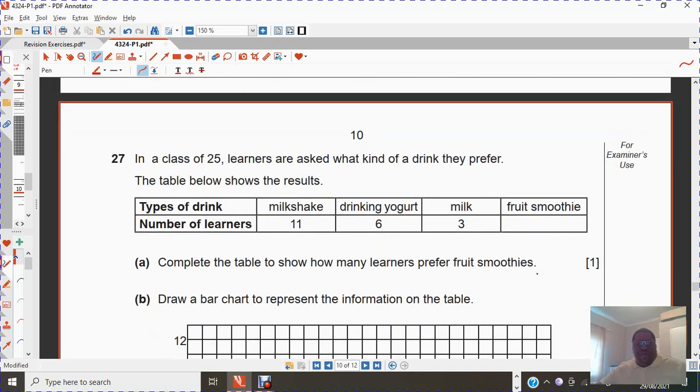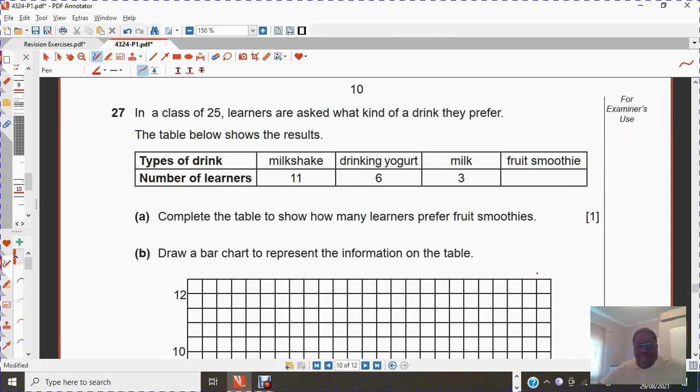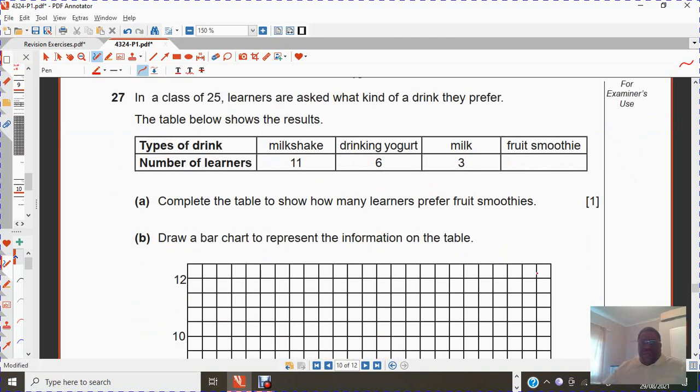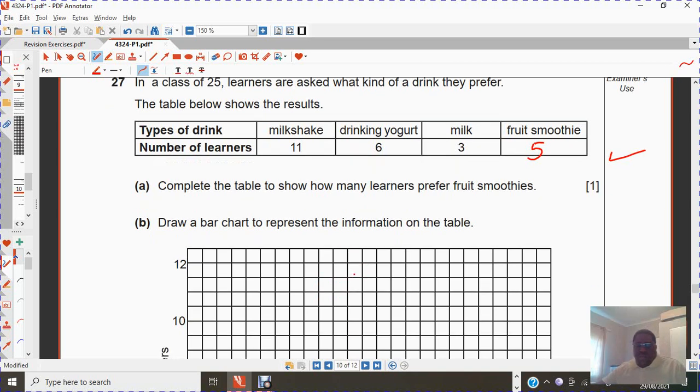Right. So we have got 25 learners. They are asked what kind of drink they prefer. So there is something missing here. So you have got 11, you've got 6, you have got 3. So all of these give you 20. 6 plus 3 is 9, plus 11 is 20. So the 5 here is missing. That is the information that we look for. Now you're supposed to draw a bar chart to represent the information on the table.